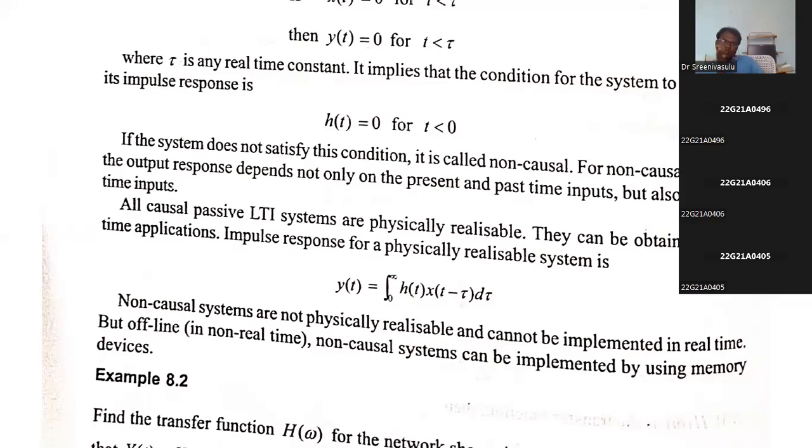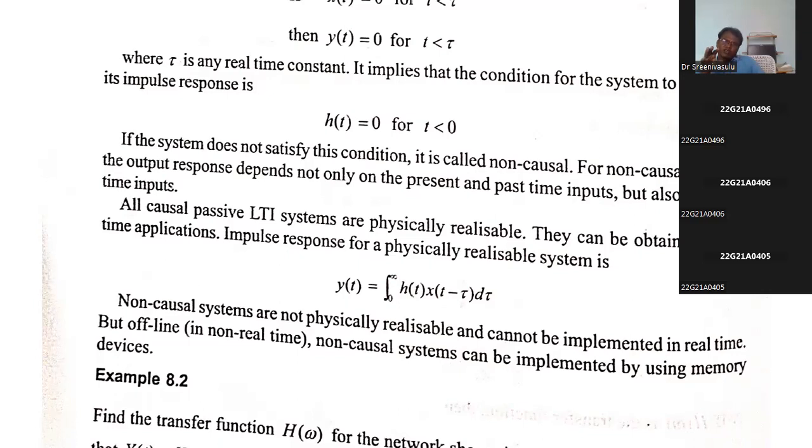The output should not come before we apply the input. So that's why we frame the condition h of t is equal to 0 for t less than 0. We applied the input at time t equal to 0, so the impulse response, the output of the LTI system, is definitely at time t equal to 0 or after. That's why we have framed the condition for causality: h of t is equal to 0 for t less than 0.